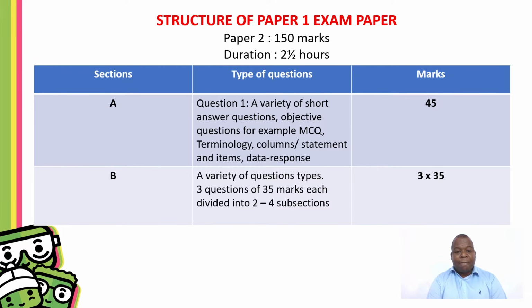Now, question number 1 is mainly composed of a variety of short answer questions, objective questions, for example, multiple choice questions, terminology, columns or statement and items, and also data response questions. Especially in this question, which is out of 45, I always encourage all the learners to make sure that they answer all the questions. Never ever leave a blank when you are answering this section, because it is the section that has the most marks as compared to all the other questions in section B. So make sure that you attempt and you never leave a blank in this section.